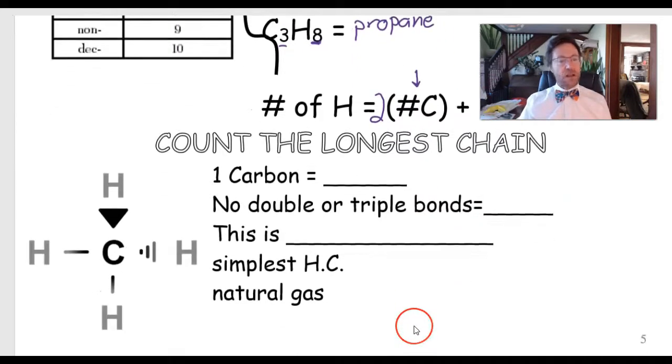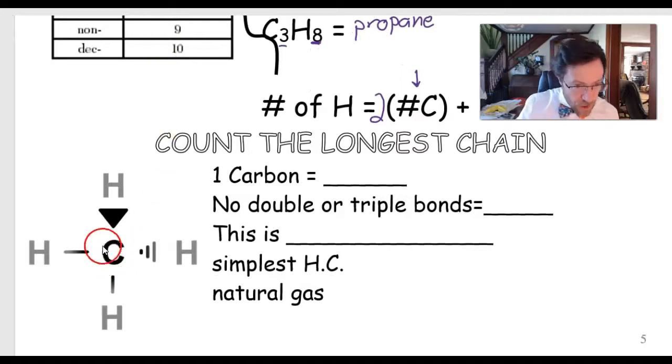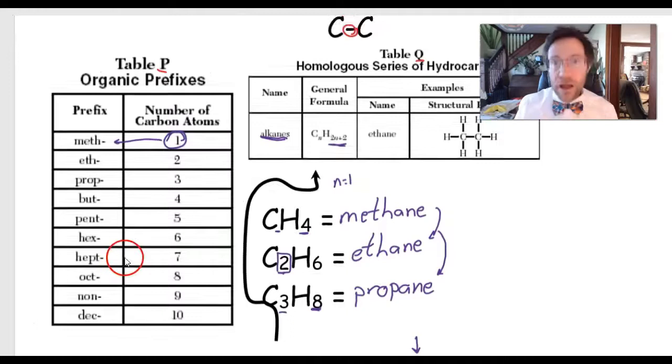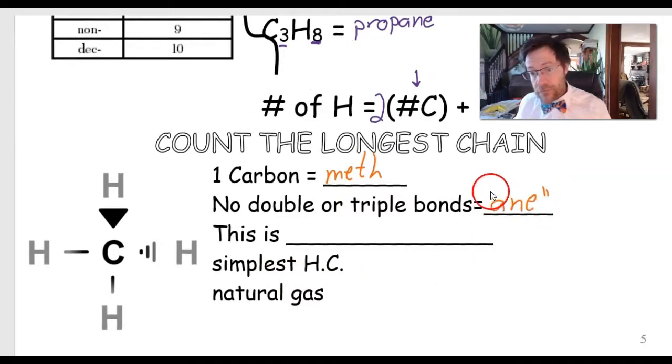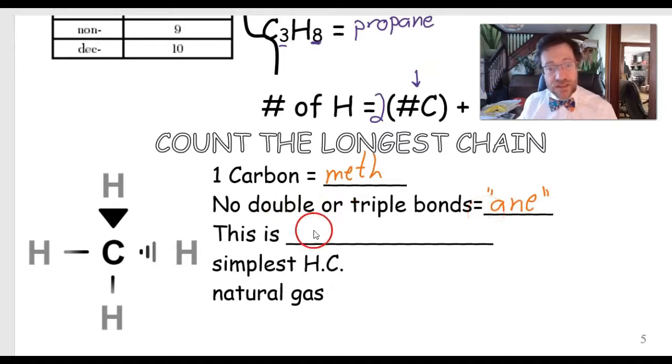So let's keep going. Let's name this one right now, shall we? First thing we're going to do is count up our carbons. I see one carbon, and I'm not going to memorize, I'm going to look it up, so that gives me a prefix of meth. No double or triple bonds, so that has to be an ane. Right? Because if there's no double or triple bonds, you're left with the alkanes. So this is methane. It's the simplest hydrocarbon.